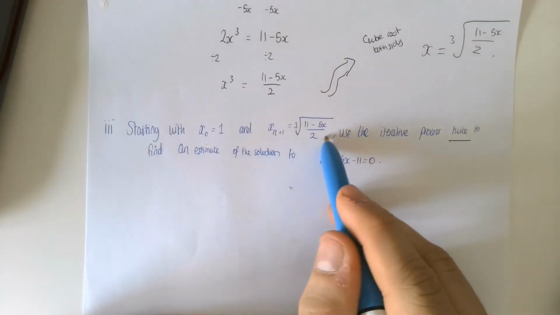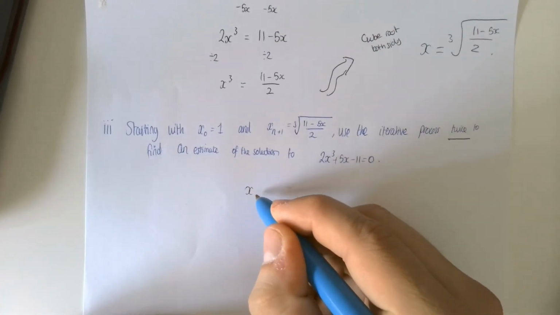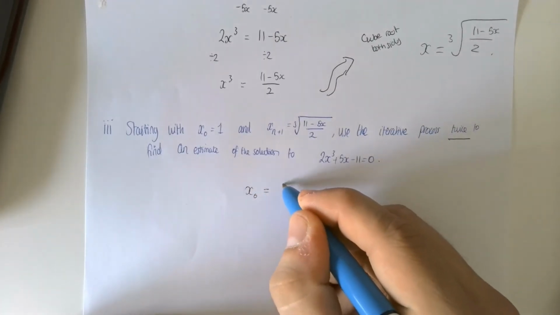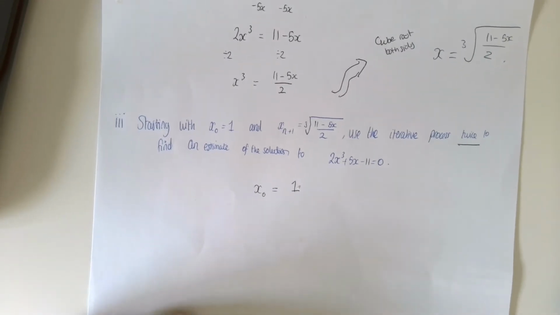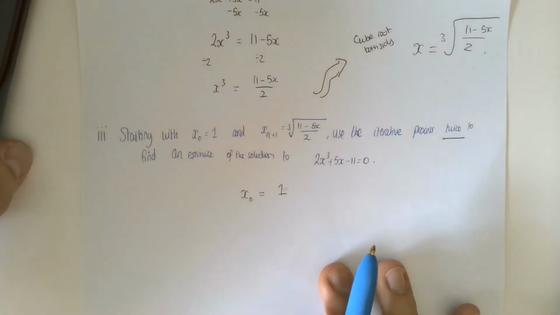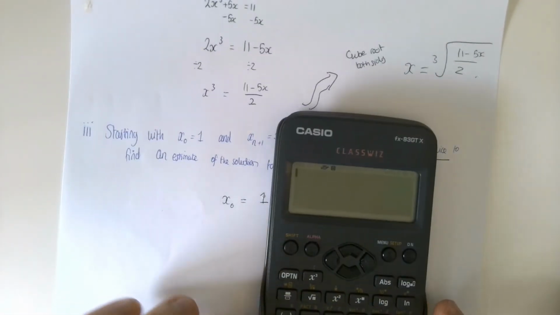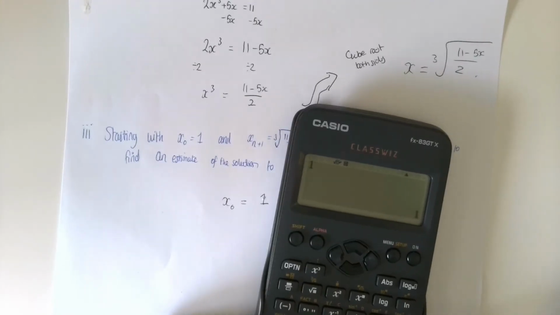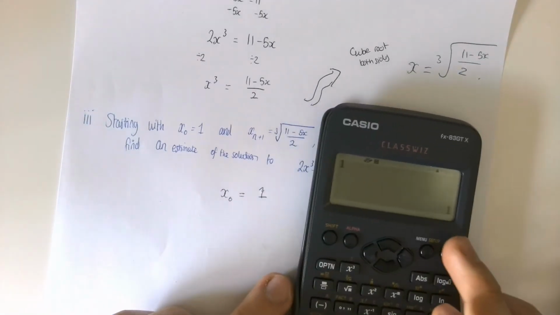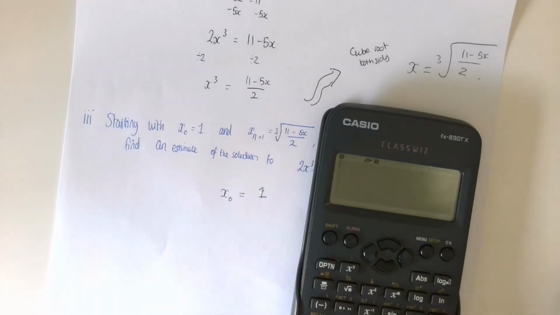So this is my iterative formula and this is my start value. I'm going to say x0, my start point, is 1. So what I need to do is get my calculator and type in first of all 1 and press the equals button. That's stored that as an answer. I'm just going to press the on button just to go back and have a clear screen.